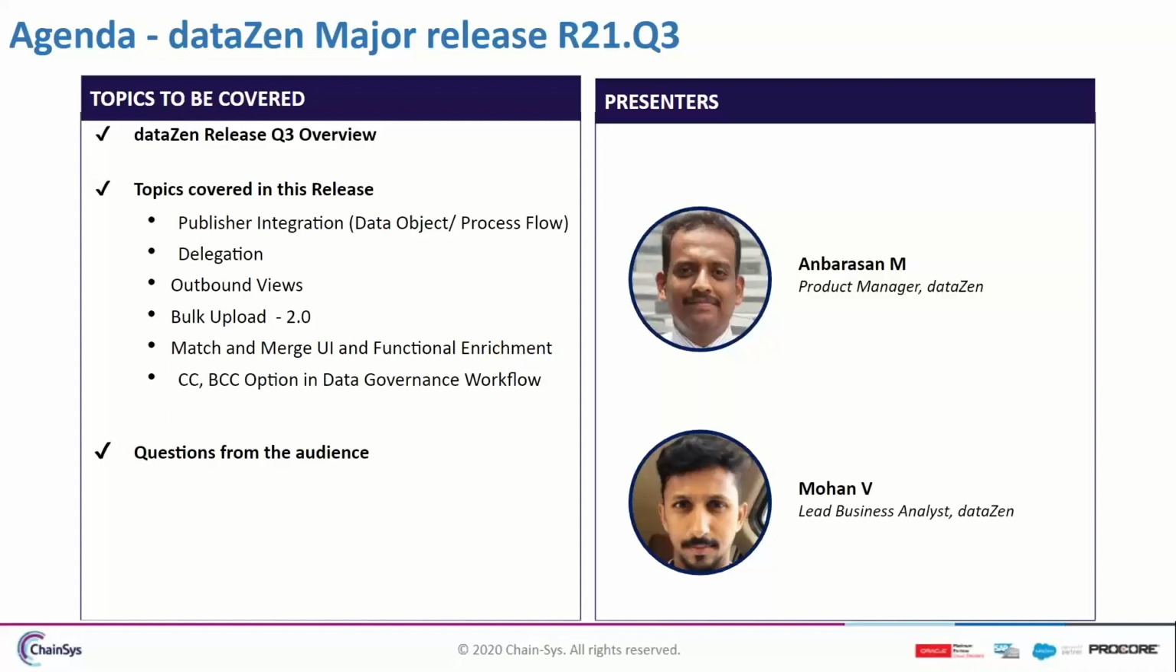And finally, number 6, on the workflow, we used to have only 2 options to send notifications, where whoever got the notification could see the mail and act on it. But this time we introduced CC and BCC, either to send a carbon copy to their respective team or to the managers. That option is enabled in the data governance flow. So let's get into the first topic, Bubblizer integration.